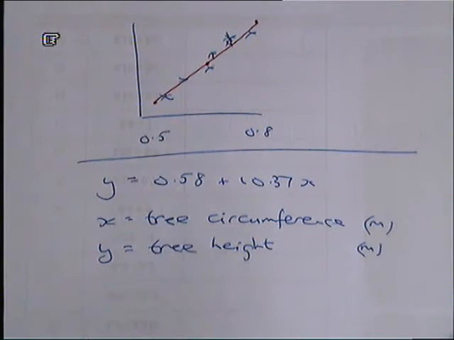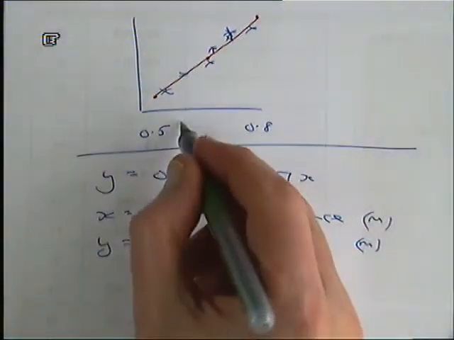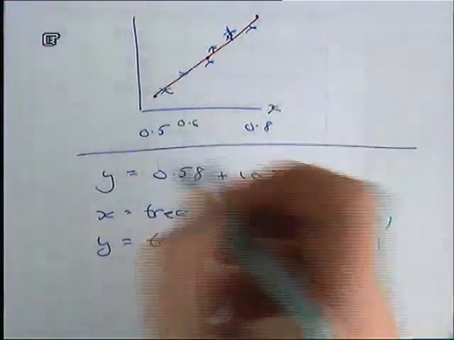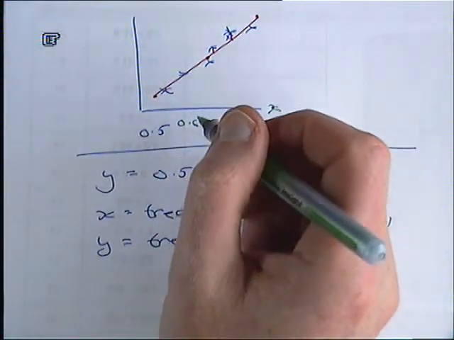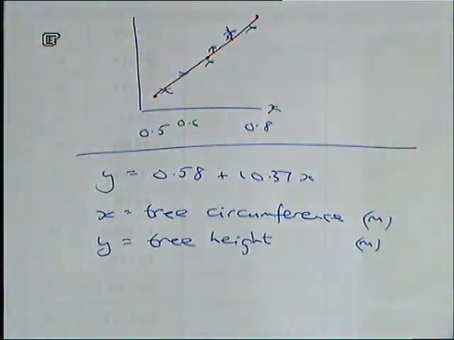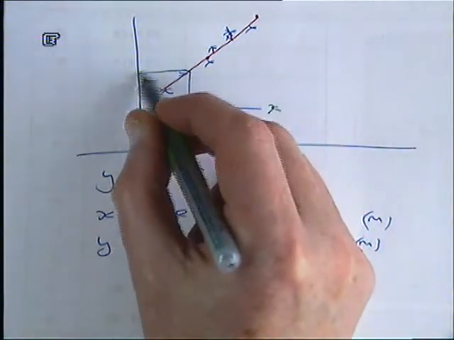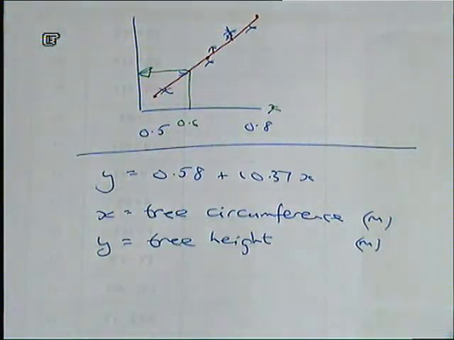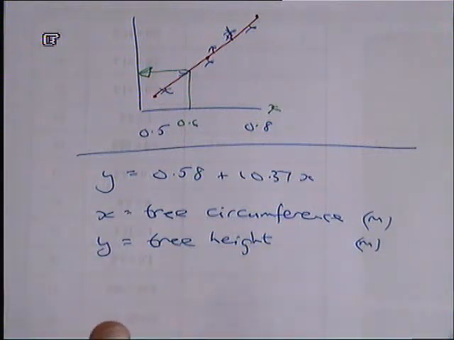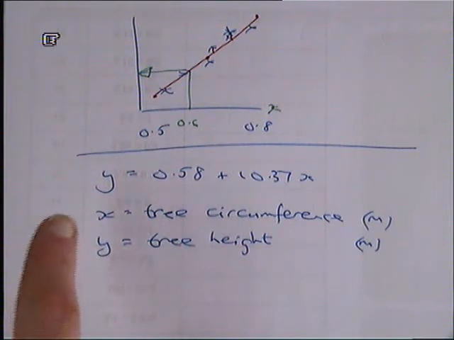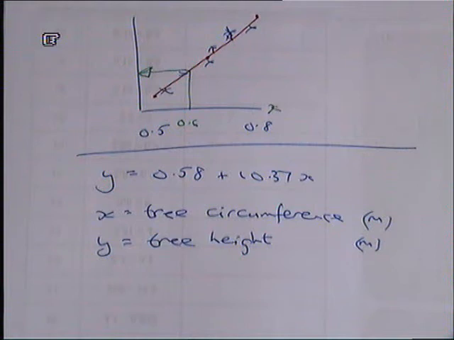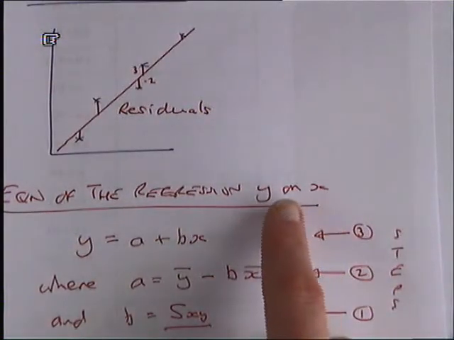You might be asked, if a tree had circumference 0.6, and tree circumferences are x here, use your line of best fit to find an estimate for the height of the tree. You would go up to your equation and across. Well, we do the same thing here, but you have to be really careful. You can only predict what y will be from x using this line. You mustn't use this line to predict what x will be, and there are reasons for it. You can only use the equation of the regression line y on x to predict y.